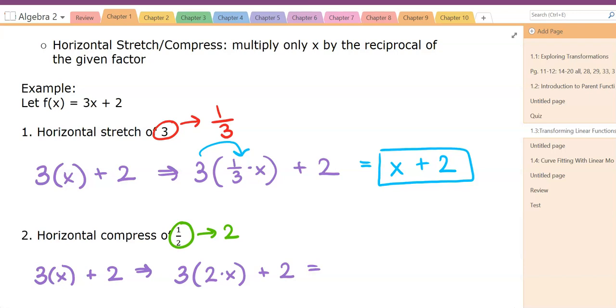So then what we did is we distribute, we take 3 times that 2x in there. What's 3 times 2x? Good, 6x, and then plus 2.